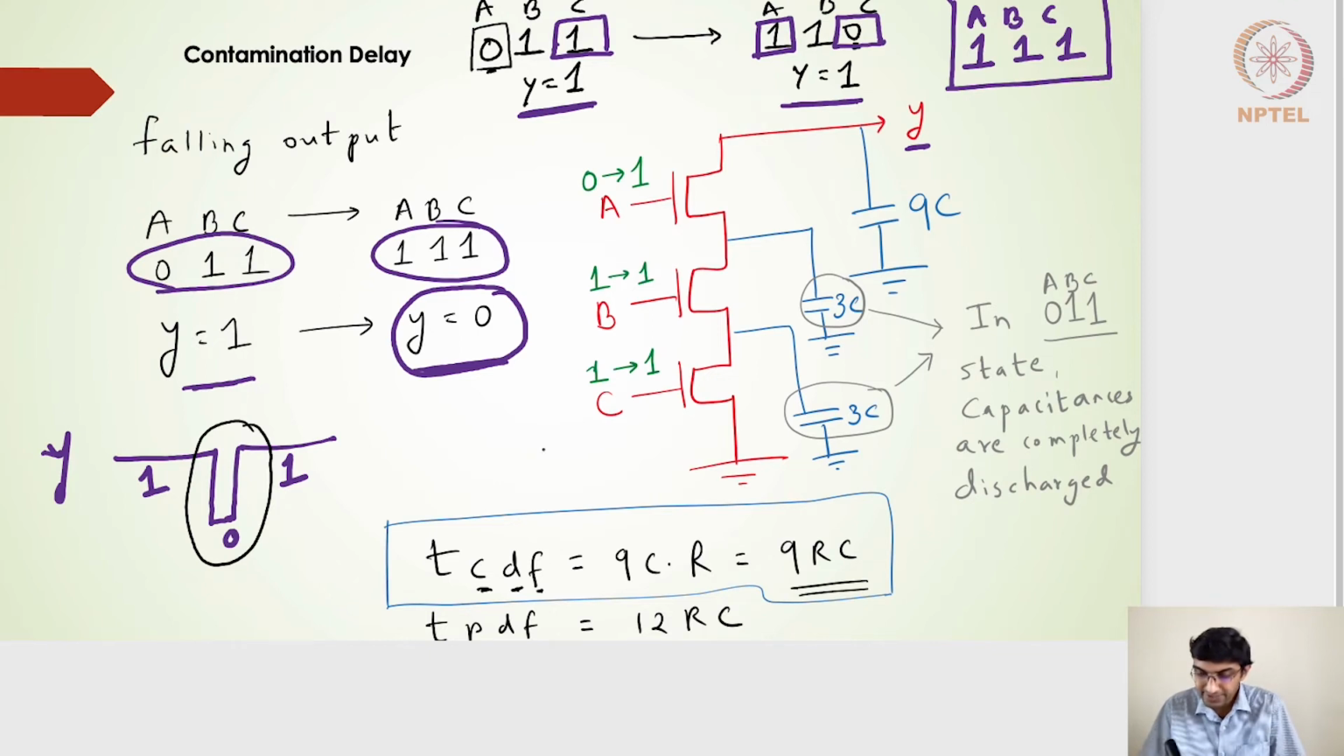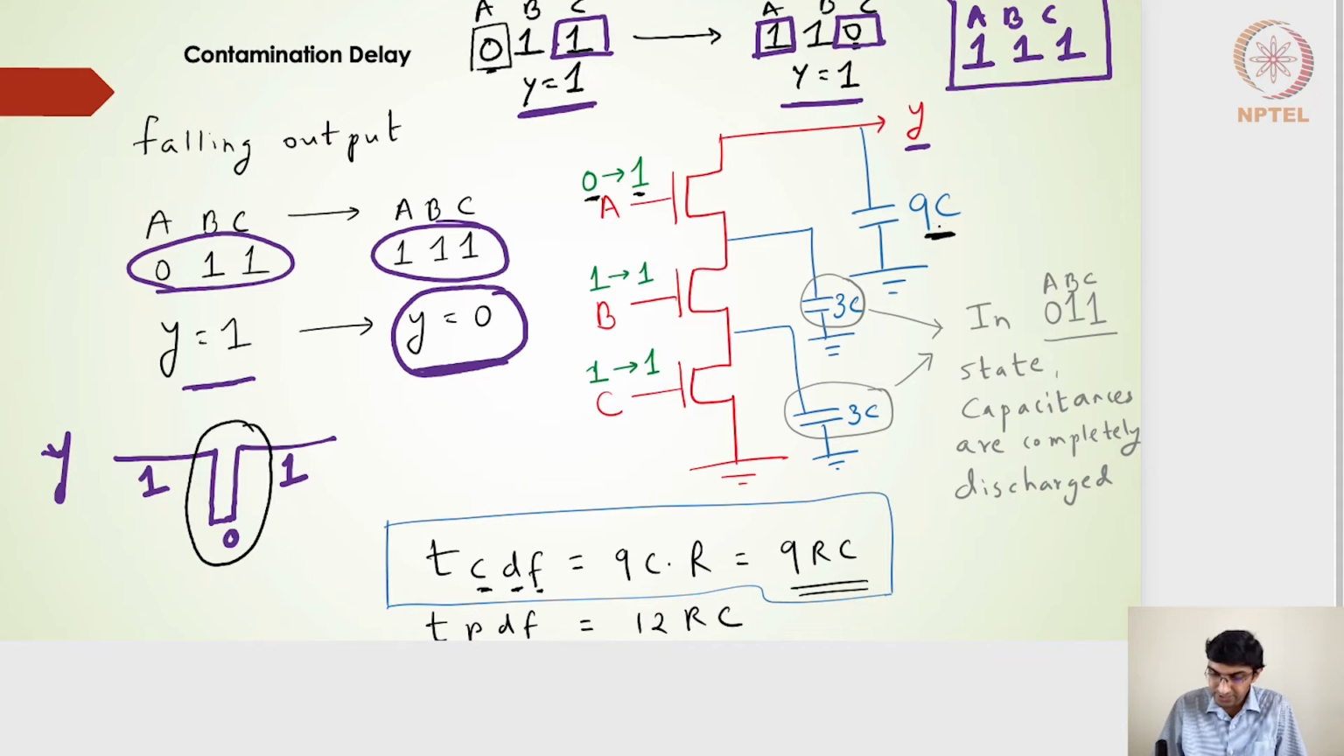And if I look at the schematic here and its associated capacitance, we should be able to derive the contamination delay for the falling output. So the output capacitance is nothing but 9C, and the internode diffusion capacitances are 3C and 3C. So if I have A doing the transition from 0 to 1, B is anyways 1 to 1, and C is nothing but 1 to 1. So if I'm taking this middle state transition, A is changing from 0 to 1.